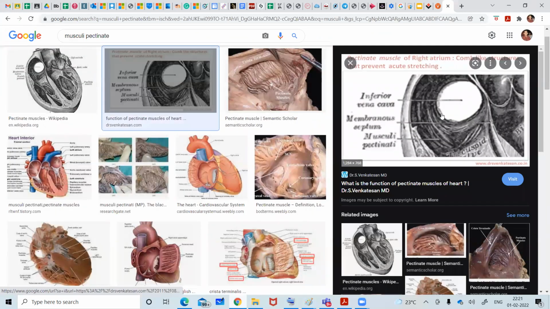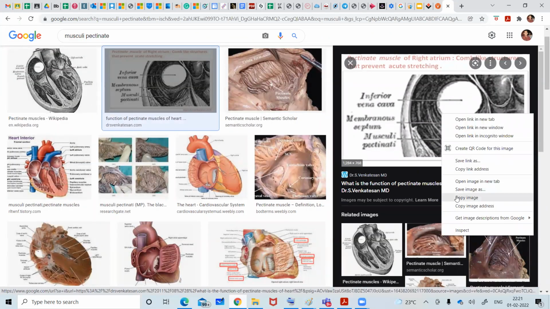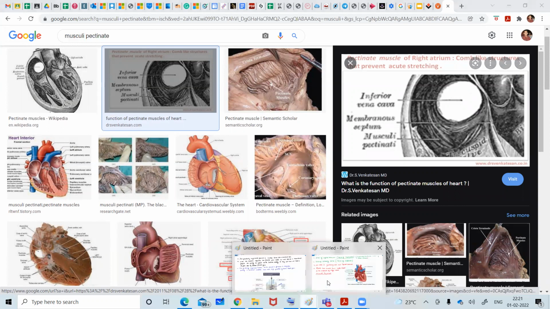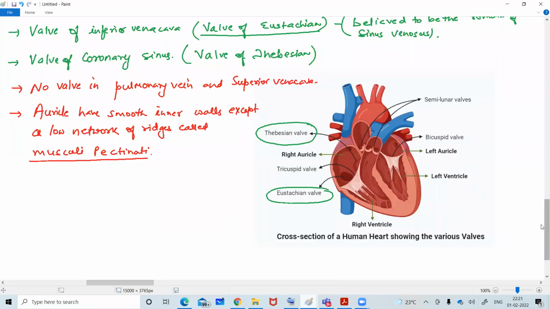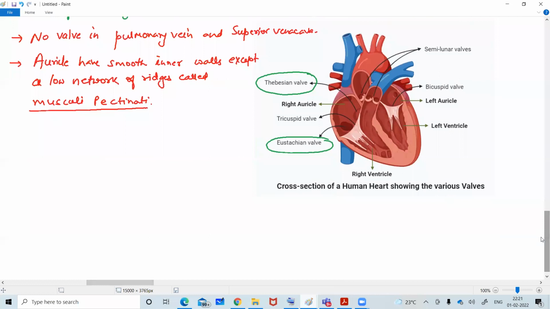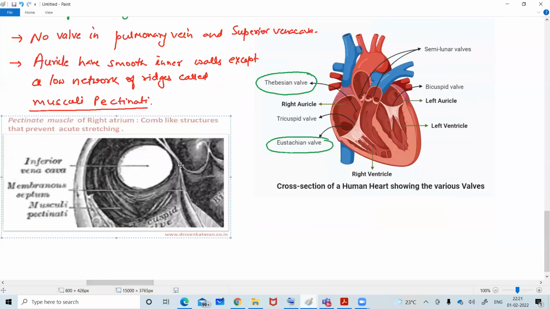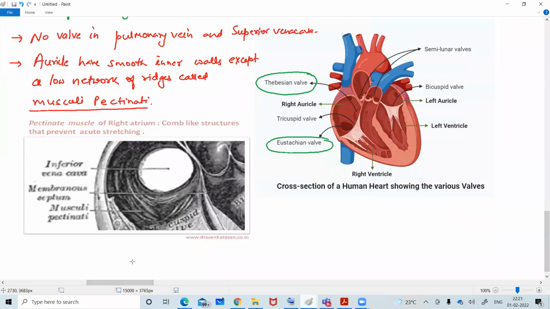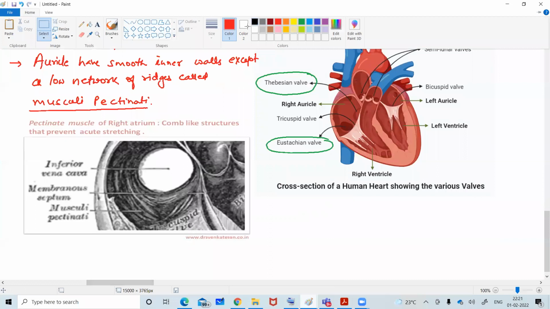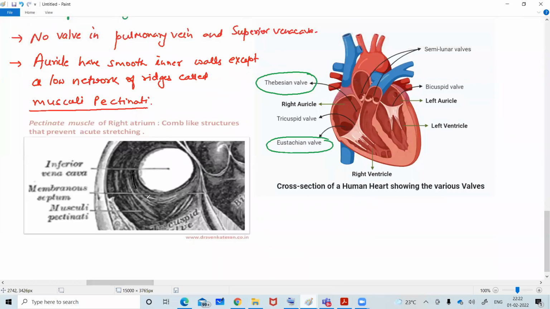Yeah, this one. Let me copy this. Here it is. Can you see the ridge of muscles like this? Let me use the pen. See, lines are there like this.